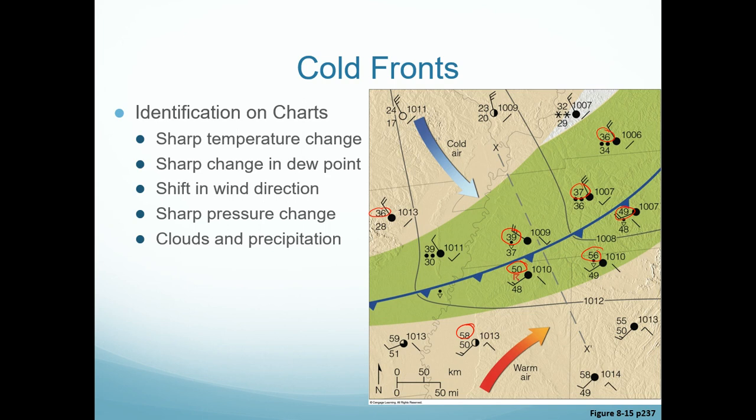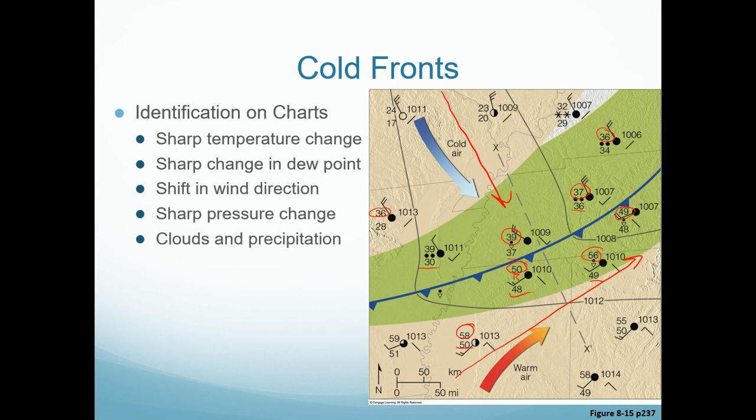Sharp change in dew point. Before we had 50, 48, 49, where it drops to 36, 37, 30. You can see a huge change in the dew point, or the humidity. Change in wind direction. Notice the general wind pattern ahead of the front is from the southwest, whereas the general wind pattern behind the front is from the northwest, going to the southeast.